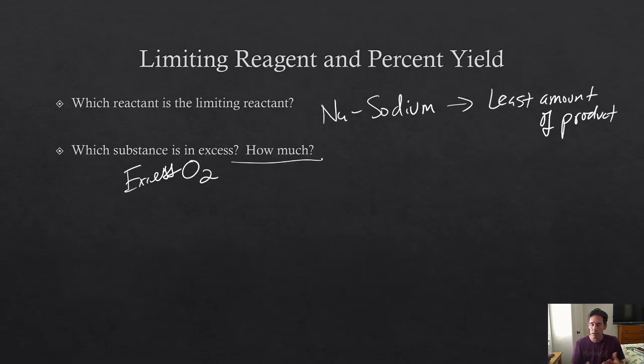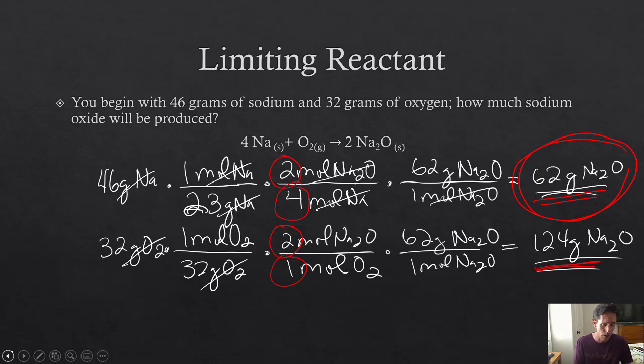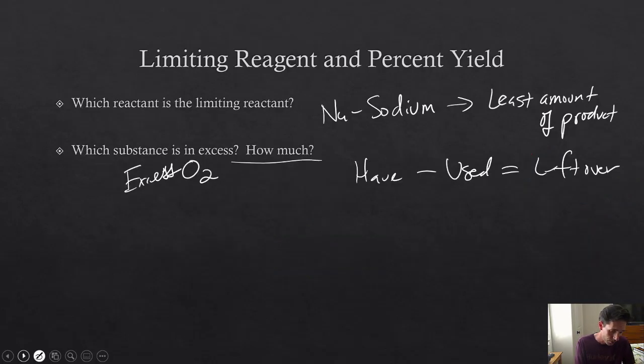There are a couple of different ways. I think one of the easiest is just to start with our limiting reactant and figure out how much of the oxygen we actually use in the chemical reaction, as opposed to what we have. So we're going to compare what we have versus what we used, and that will determine how much is left over. So I'm going to start with our limiting reactant, and in our particular question, the limiting reactant was our grams of sodium. So our 46 grams of sodium.